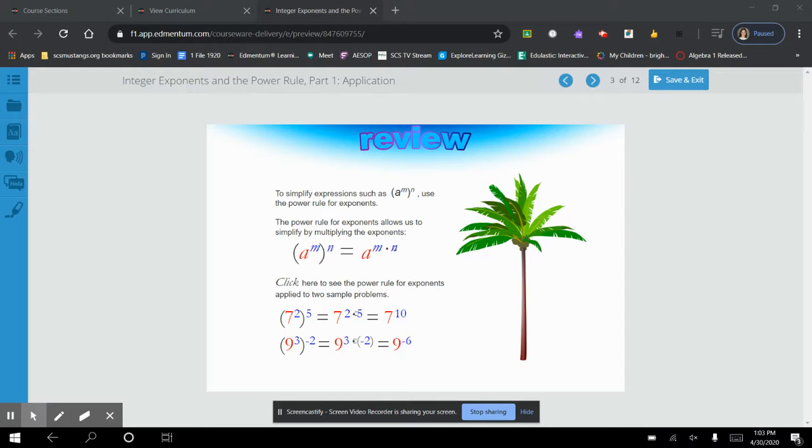Hey there, guys. In this video, we're going to take a look at Unit 3, Lesson 3, where we're taking a look at integer exponents and the power rule, Part 1.